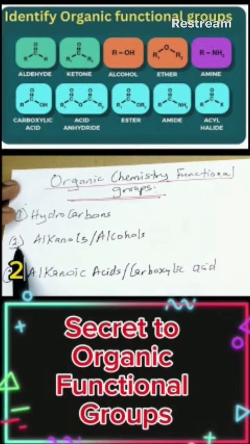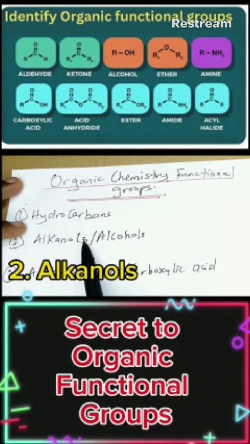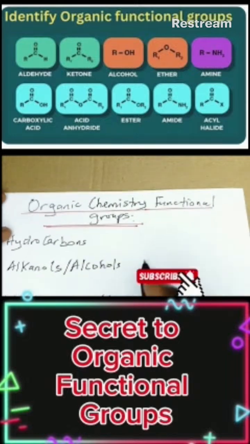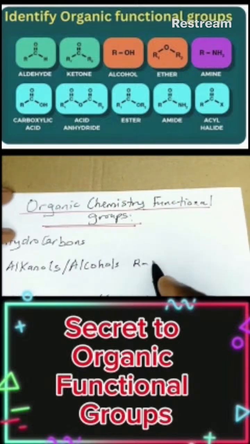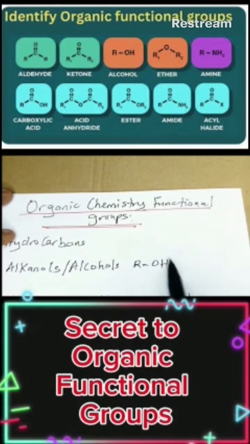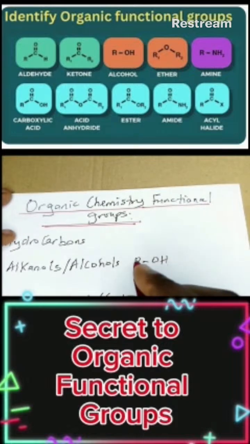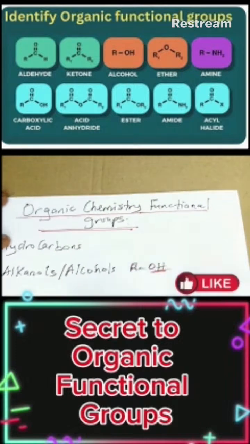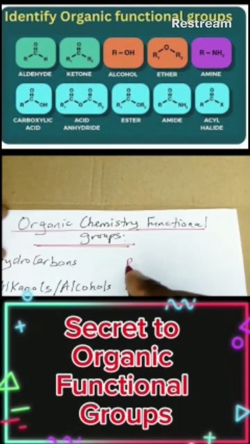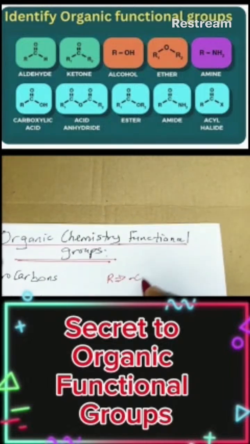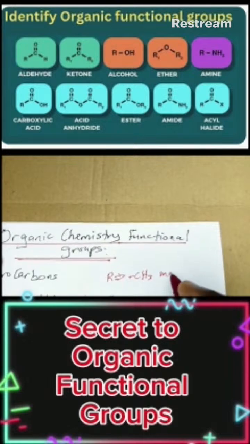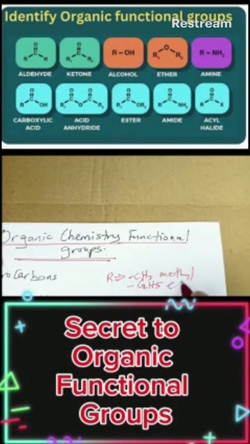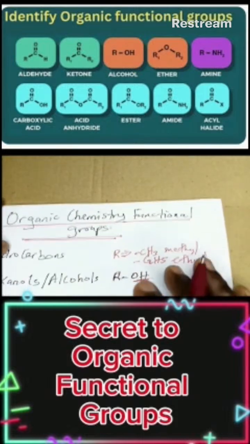So the second one is alkanols, generally also known as alcohols. Now, the functional group of these ones is when you have R joining with OH. The presence of this OH is what makes it an alkanol. This R is representing an alkyl group. The alkyl group, which is R, can represent CH3, which is called methyl, or C2H5, which is called ethyl, and it goes on and on like that.